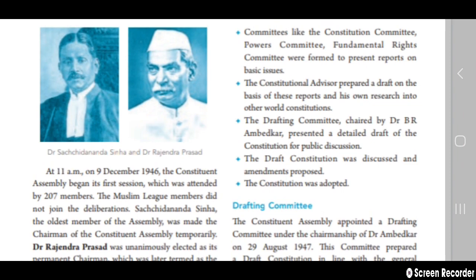The Constitutional Advisor prepared a draft on the basis of these reports. They made a draft, and did their own research into the constitutions of other countries.